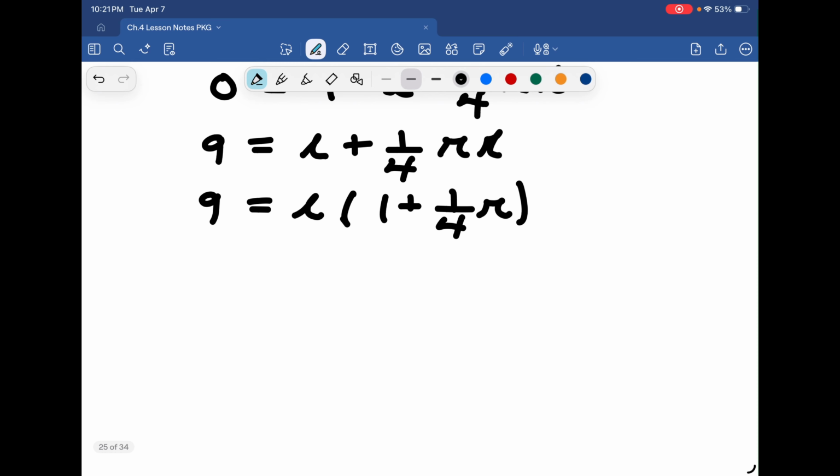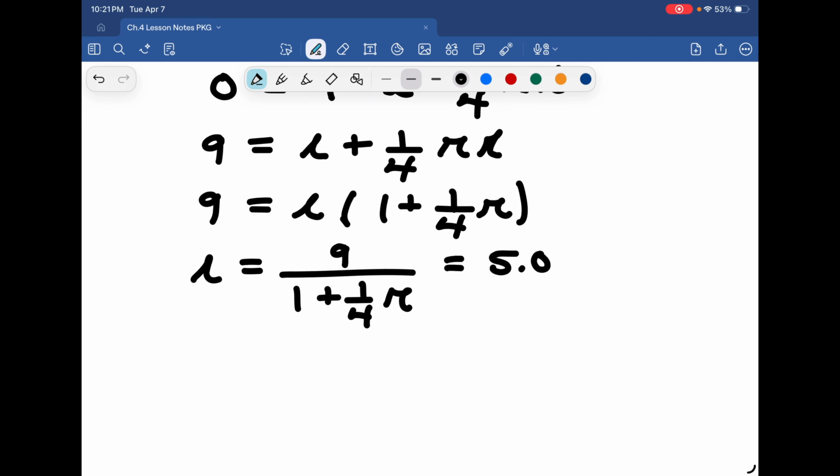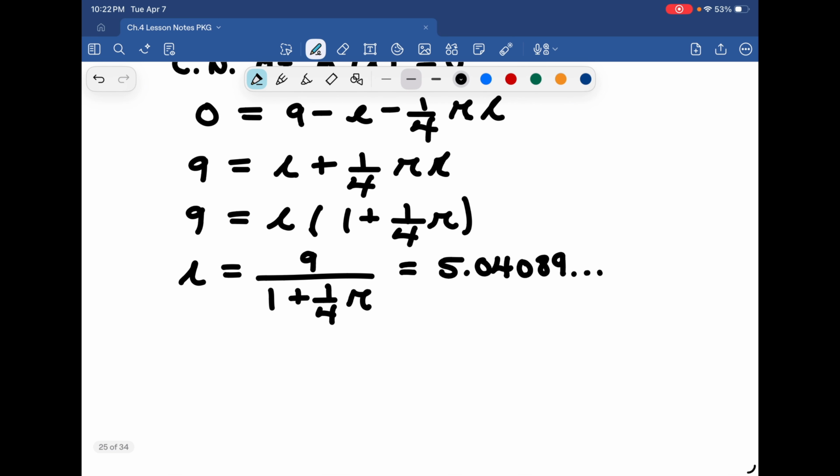And we're going to divide both sides by 1 plus 1/4 pi, which gives us a length of 9 over 1 plus 1/4 pi, which I'm going to just take and put into decimal form. It's 5.04089 continued on. There we go. So we have this, and then in terms of the units, this is going to be in meters.